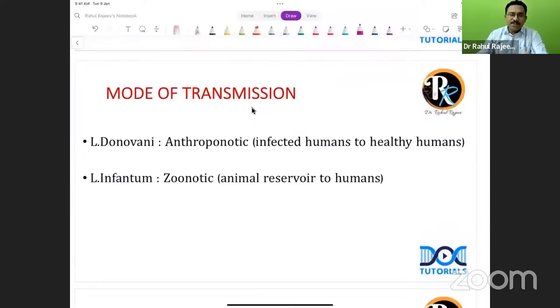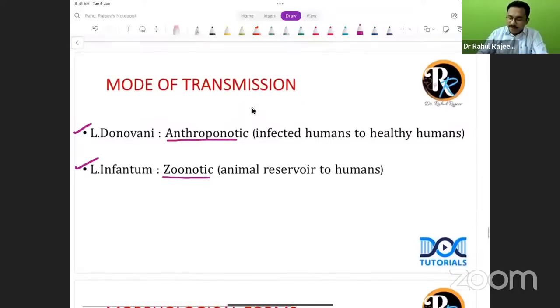Well, the mode of transmission of this disease depends on which species of leishmaniasis is involved. So if you've got Leishmania donovani, it has got an anthroponotic mode of transmission, which means it is transmitted from infected humans to healthy humans with the help of a vector. That is called anthroponotic transmission. Whereas Leishmania infantum has a zoonotic mode of transmission. Means it is from the animal reservoir, okay, which are dogs, rodents. So from there to the humans, that is the zoonotic mode of transmission.